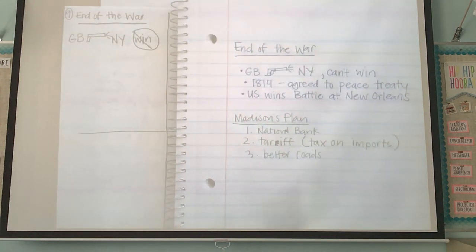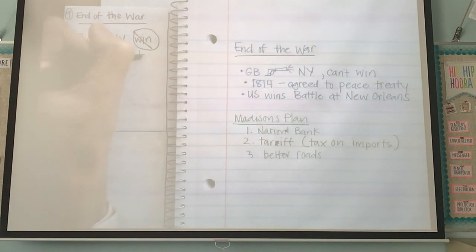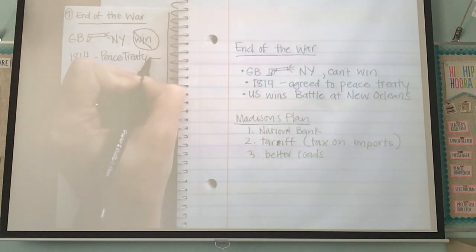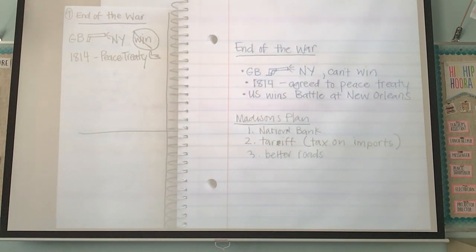The next item on my list is that in 1814 they agreed to a peace treaty. So I definitely need 1814 here on my notes, and then I'm just going to put peace treaty. And then I'm going to attempt to draw a little thumbs up. Kind of a funny picture. Yours will probably be better than mine. But this shows me in 1814 they agreed to a peace treaty.